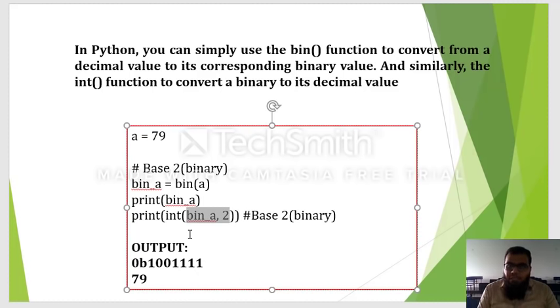Okay. Then what are the parameters that I need to pass to an integer function? Integer function will take two parameters. One is the binary number which you want to convert into a decimal, comma, what is the base of a binary number? The base of a binary number is 2. So these two parameters have to be passed to the integer function. So when you pass these two parameters to the integer function, you will get the result as 79. Okay. Hope you understood this.